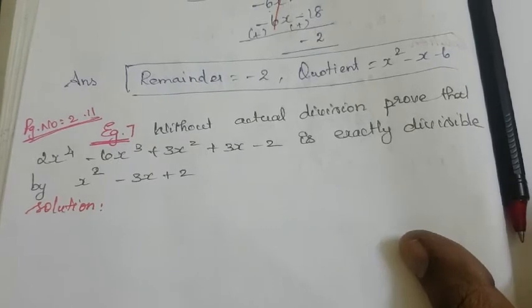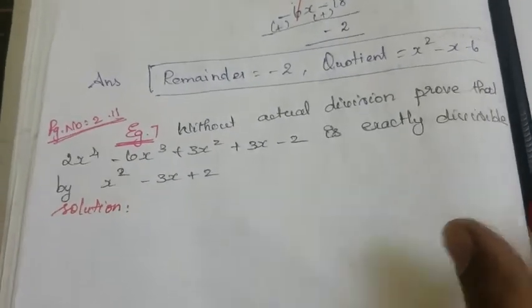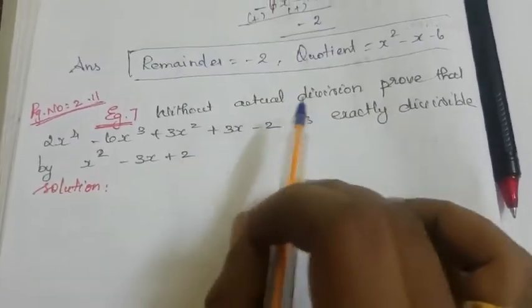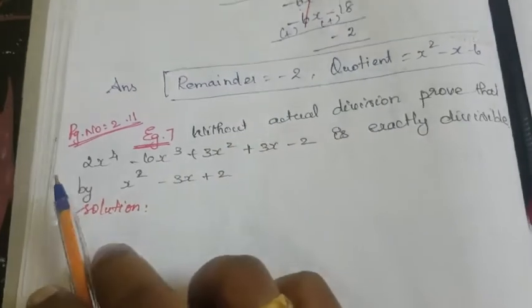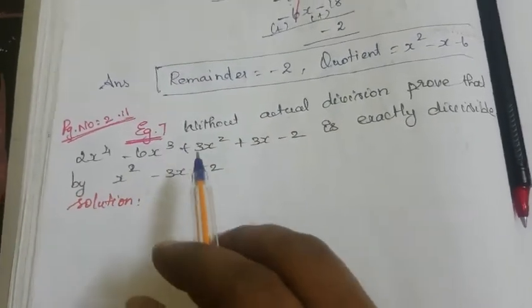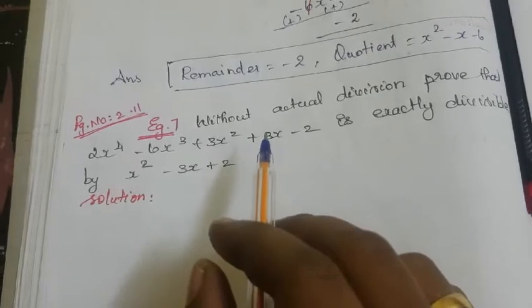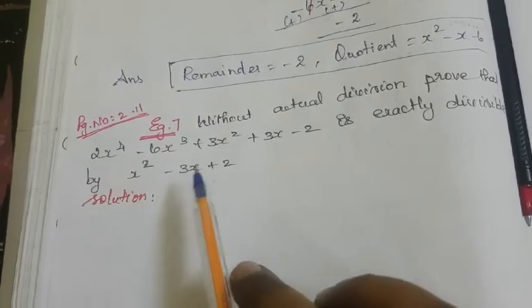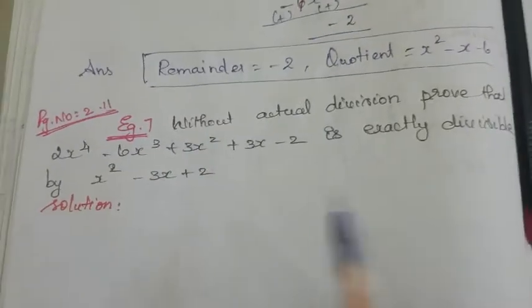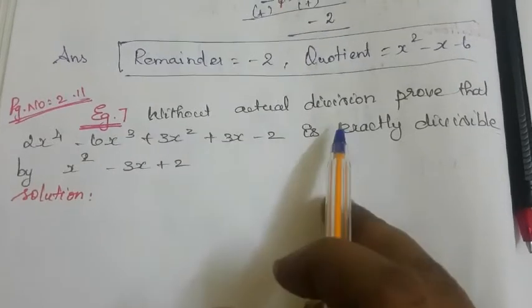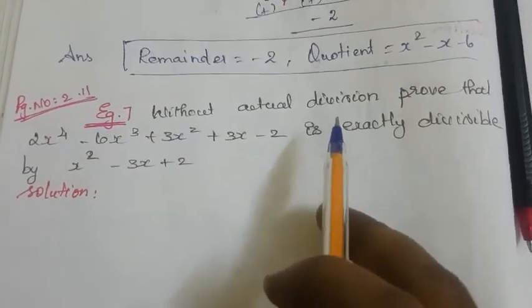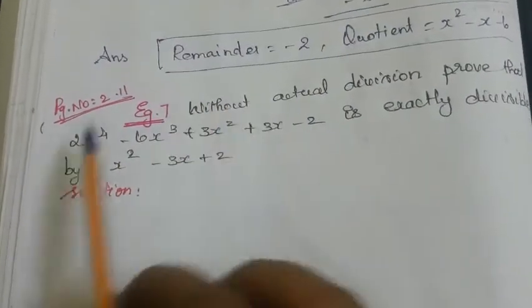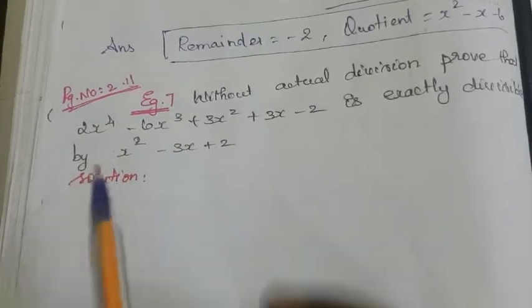So now we are going to do the next sum. This sum is example 7 in Sultan Chand, page number 2.11. The question is, without actual division, prove that 2x to the power 4 minus 6x cube plus 3x squared plus 3x minus 2 is exactly divisible by x squared minus 3x plus 2. So if the question is like this, here they have clearly mentioned that we should not use the actual division. But we have to prove this first polynomial is exactly divisible by this one.